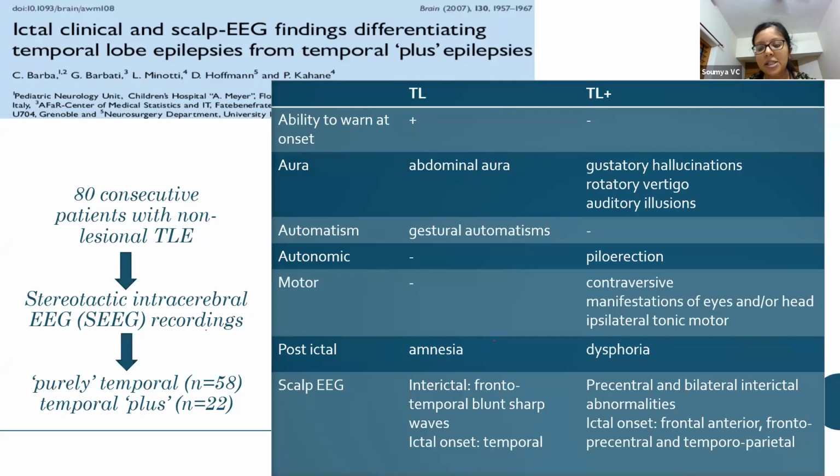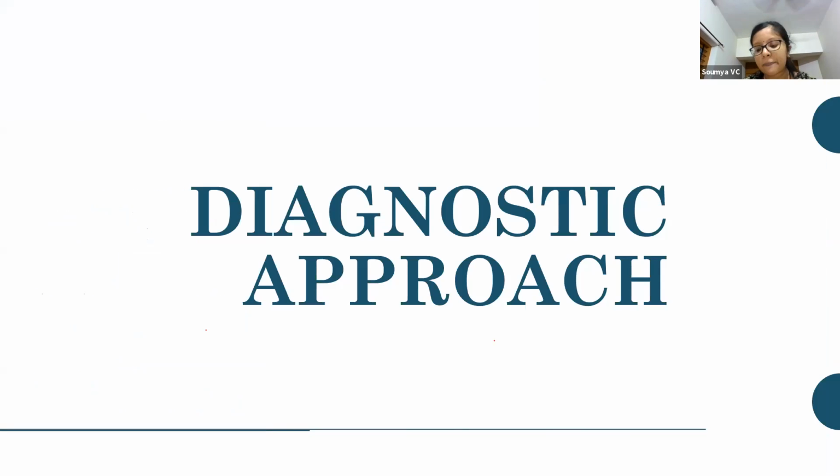And the ictal onset in these patients was beyond the borders of the temporal lobe, that is, mainly from the frontal, anterior, fronto-precentral or temporoparietal areas. So this is how they have tried to differentiate temporal plus epilepsy from classical temporal lobe epilepsy, based on the ictal clinical manifestations and the scalp EEG findings.